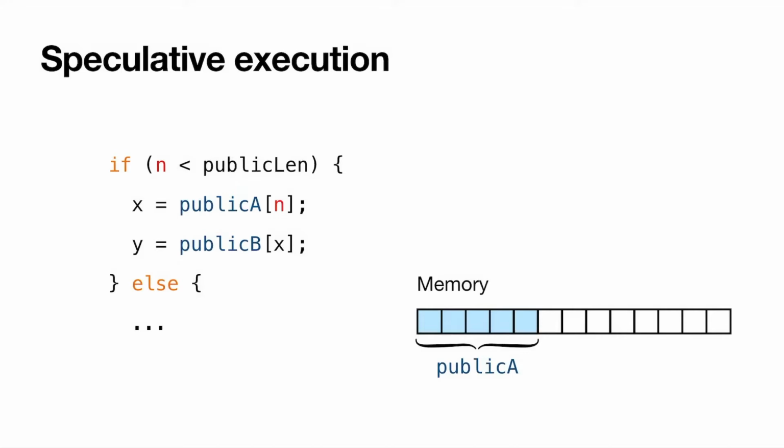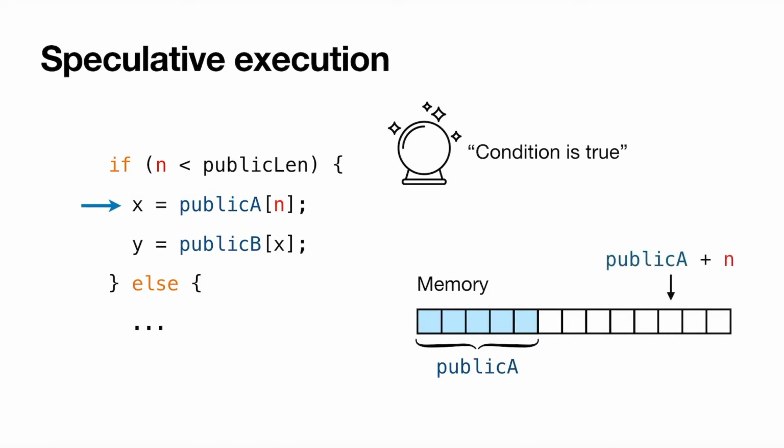Nothing in this code touches secret data, so it's trivially constant time. There's nothing to leak. But what if at some point n happens to be really big? Well, since most of the time this condition was true, the processor will predict that this is still the case and start executing inside the branch. But now public A of n is an out-of-bounds memory access. Depending on n, it can load anything in memory, including this encryption key stored over here. And this gets stored into x. Then when x is used as an index, this secret value from the encryption key makes its way into the cache state.